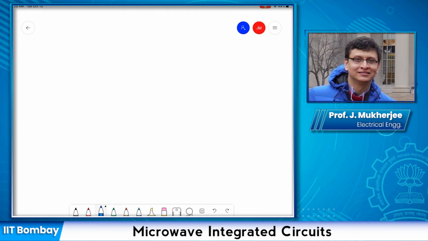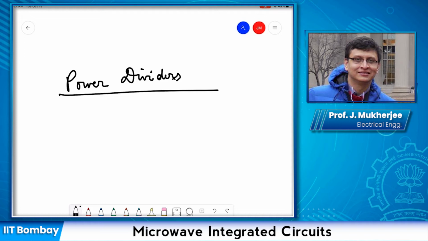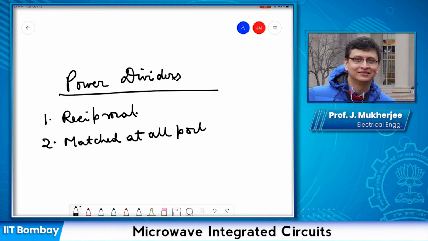As I had mentioned in the previous part, power dividers have two important properties. One is they are reciprocal, and the second one is matched at all ports, and lossy. So they are not lossless.